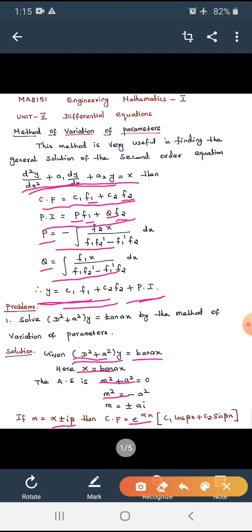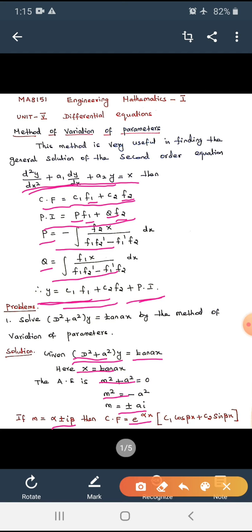So here you can see the root is plus or minus ai. That means alpha, alpha means the real part. Here the real part is 0. So alpha is 0 and beta is a. You can compare alpha plus or minus i beta and plus or minus ai. So we get alpha is 0 and beta is a.